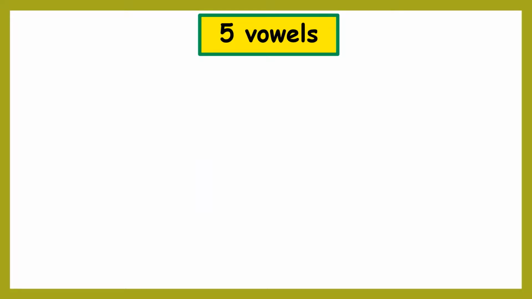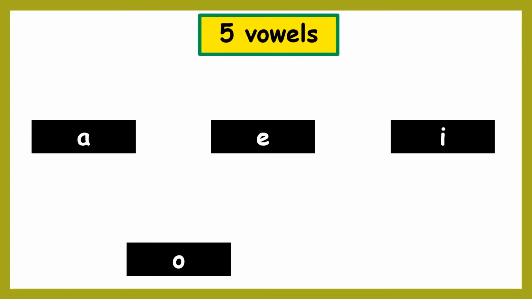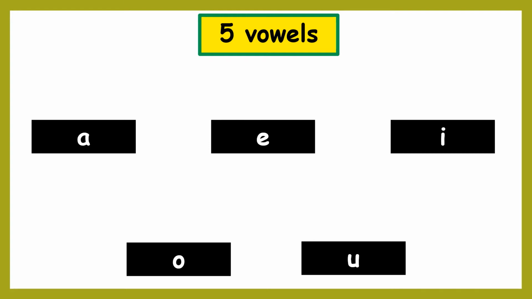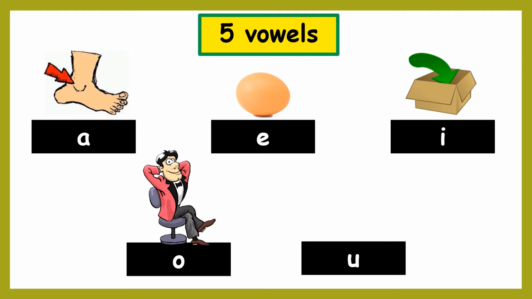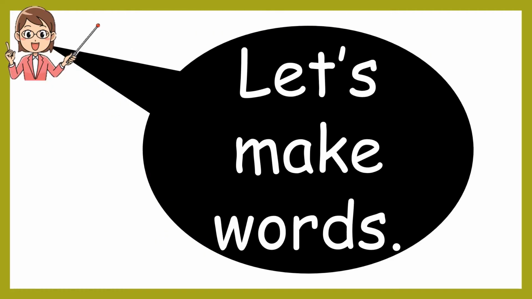Phonics. Do you remember the alphabet has five vowels? A, E, I, O, U. Sometimes these vowels make a short sound, like a, ankle, e, egg, i, in, o, on, u, up. Let's make words. Listen to the sounds. Put the sounds together to make the word.